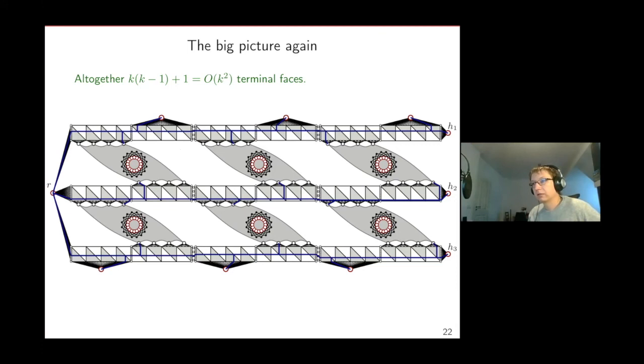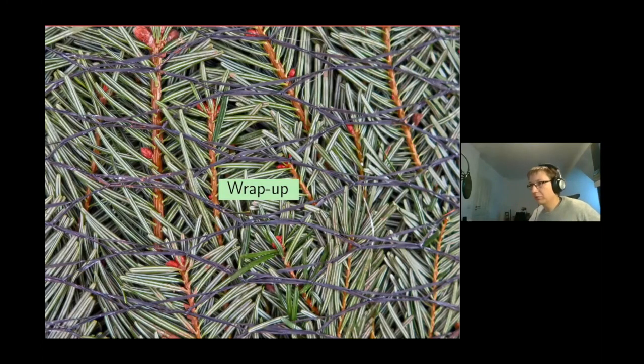And that's the construction. And if we count the terminal faces, well, we have k times (k minus 1) flower gadgets, and we have a single terminal face outside. So altogether order k squared terminal faces, which is what we were aiming for. So this shows that the lower bound holds. And yeah, I hope you got something from this. So I want to end the discussion of the lower bound here. I think that the rest of the details are just, yeah, you have to get your hands dirty to do those. So let's not do that and instead talk about some other things.